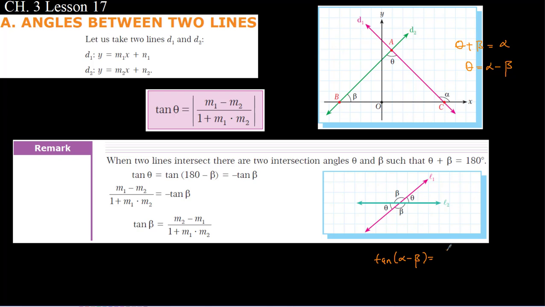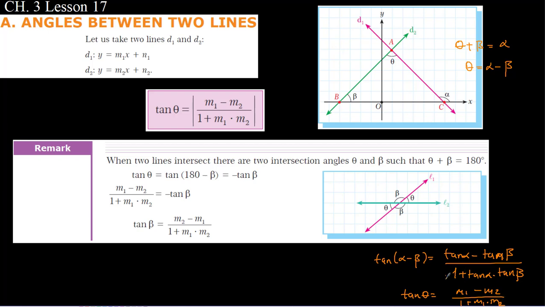be equal to tangent alpha, which is the inclination, which is the slope of the first line, minus tangent beta, over 1 plus tangent alpha times tangent beta, which is m1 minus m2 over 1 plus m1 times m2. So tangent theta is equal to m1 minus m2 over 1 plus m1 times m2.